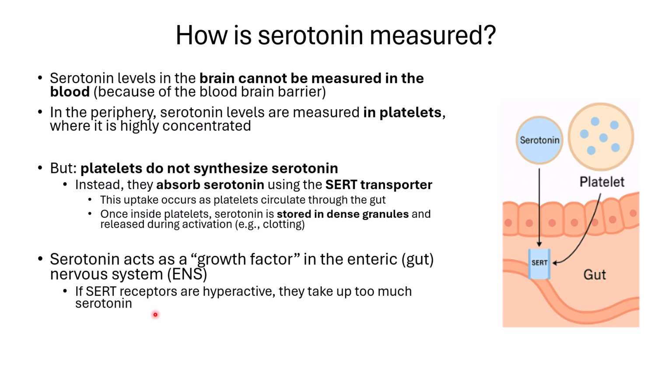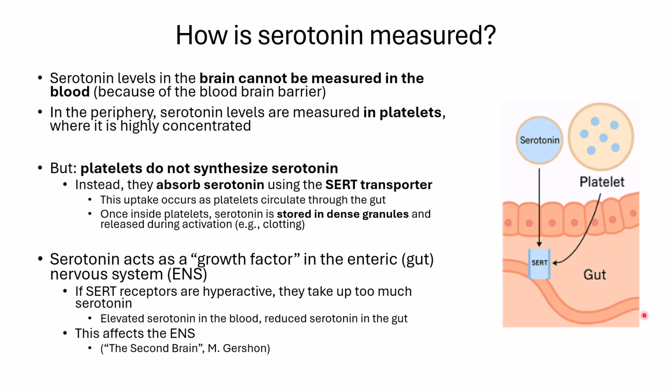If SERT receptors are hyperactive, they take up too much serotonin. If they are hyperactive, for example, in platelets, then a lot of serotonin gets picked up by the platelets. So you have elevated serotonin in the blood and reduced serotonin in the gut. Just different pools, you get distribution there. And this can affect the enteric nervous system because platelets have taken up a lot of the serotonin there. So it's not available to act as a growth factor in the gut for the enteric nervous system.